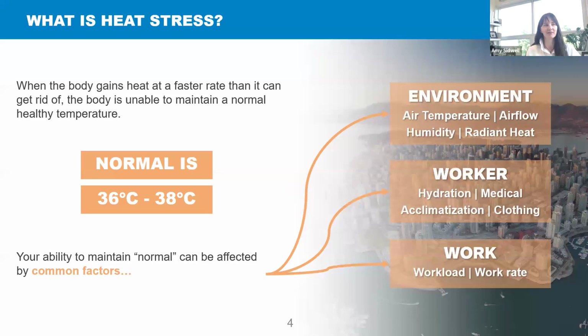Body temperature. The normal body temperature range is 36 to 38 degrees Celsius. And so when your body temperature gets above that, you can get into a situation where you're experiencing heat stress. And there's three main areas that can impact your personal body temperature.